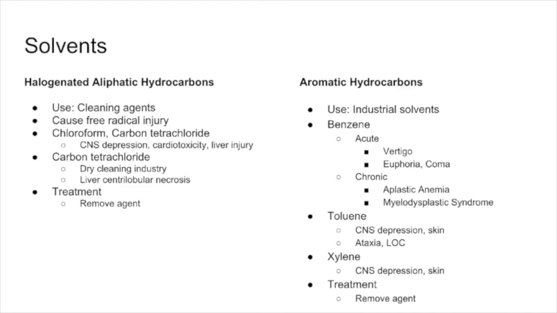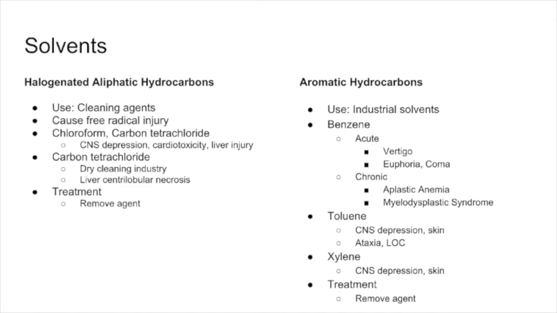Next agent for toxicity is solvents. You have different kinds of solvents. There are the aliphatic hydrocarbons and the aromatic hydrocarbons. The aliphatic hydrocarbons are halogenated, which means they have a halogen attached to them. They're mainly used as cleaning agents. They cause free radical injury.